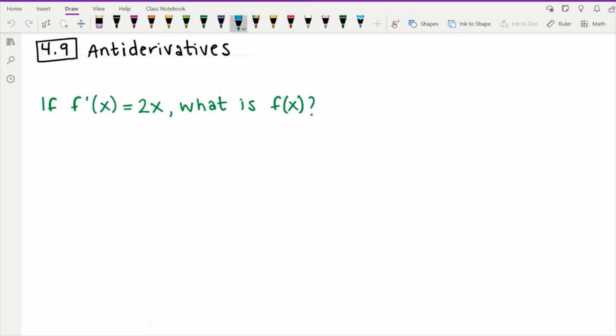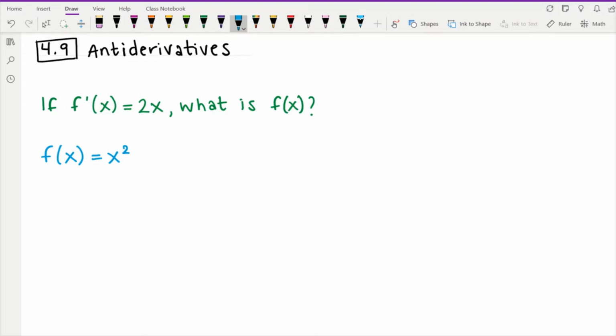The first function that you probably came up with, or at least what I would come up with first, would just be f of x is equal to x squared, right? That would be a function that would work because when you take the derivative of x squared using the power rule, you would get 2x. So that is one possible answer.